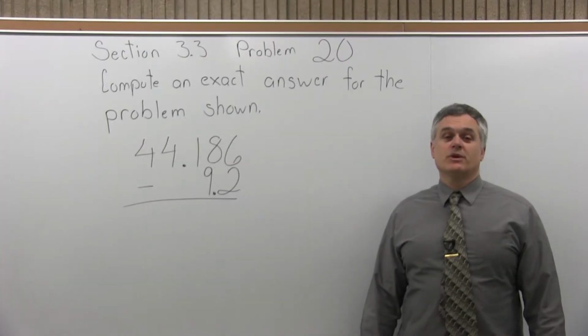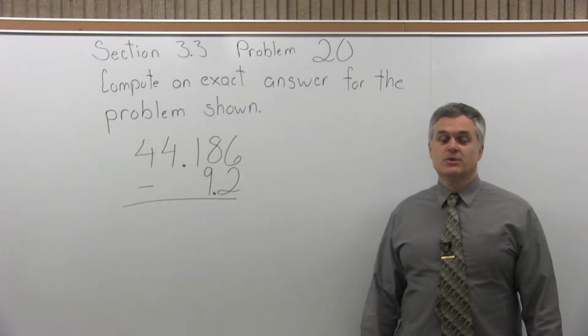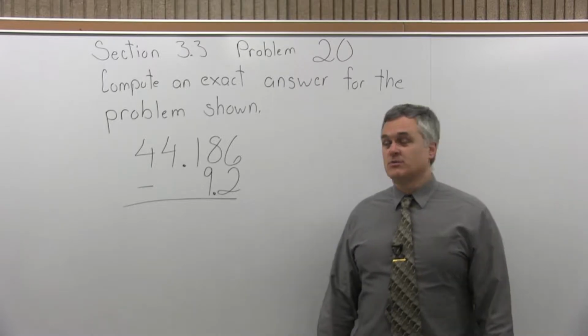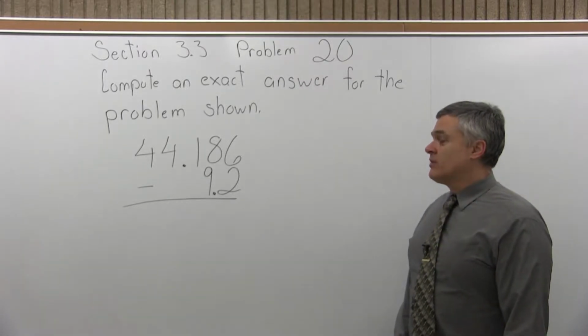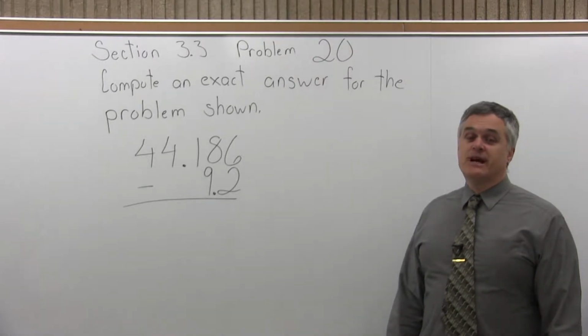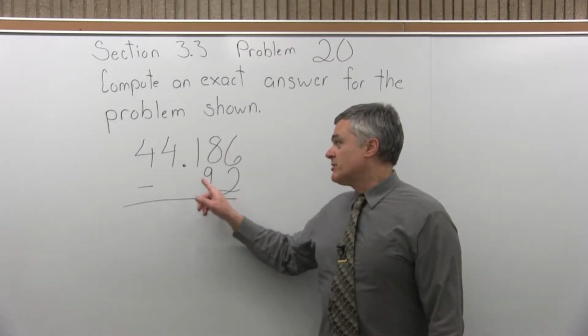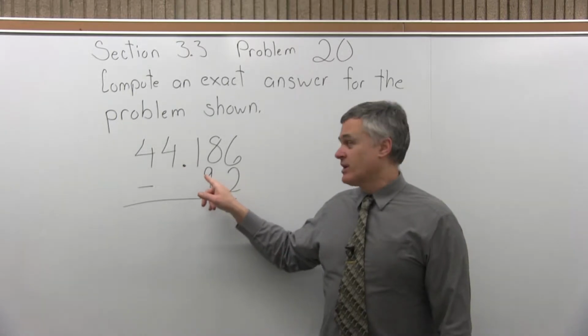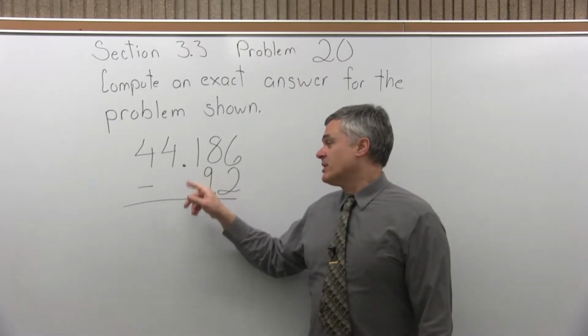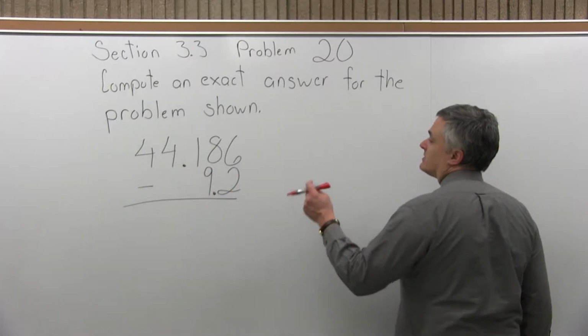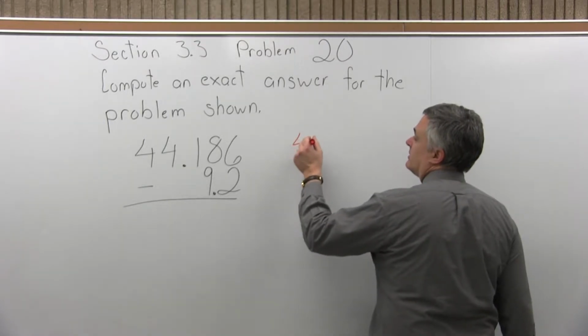This is Section 3.3, Problem 20. It says compute an exact answer to the problem shown. And we have 44.186 minus 9.2. Well, the way it's written, there is a problem, and that problem is that the decimals don't line up vertically. One is off to the side by quite a bit. So I have to rewrite this problem before I can do the subtraction.